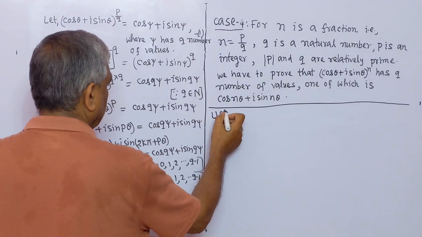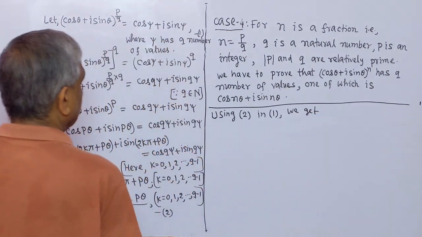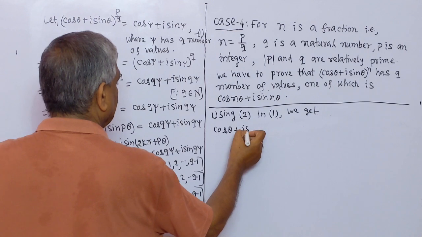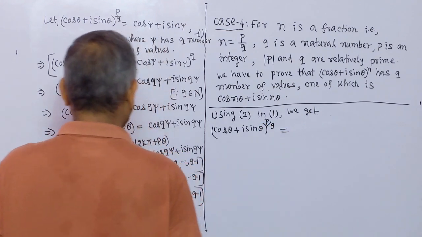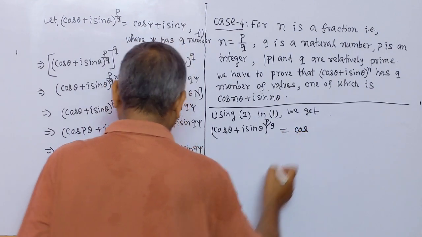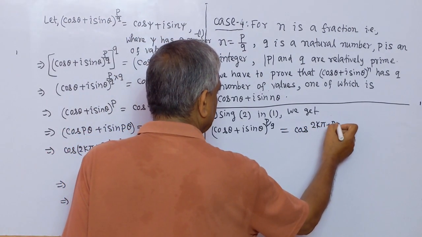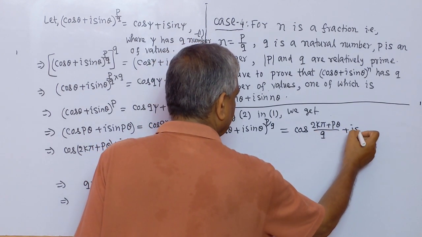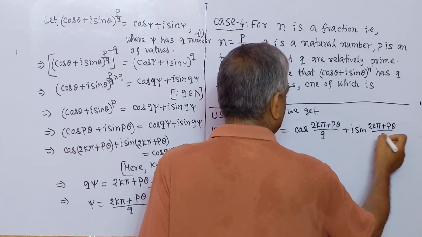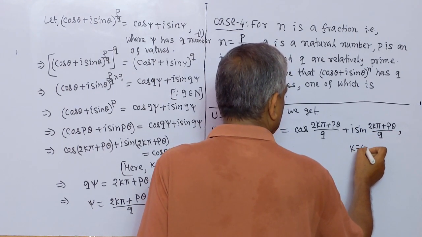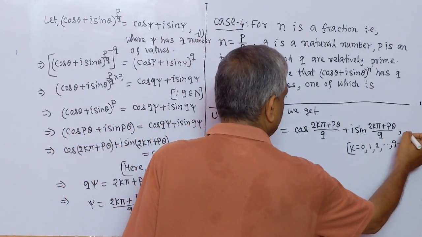Using 2 in 1, we get (cos theta plus i sin theta) to the power p by q equals cos of (2k pi plus p theta) by q plus i sin of (2k pi plus p theta) by q, k equal to 0, 1, 2, up to q minus 1. This is number 3.